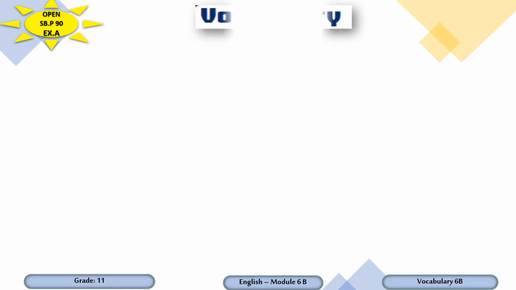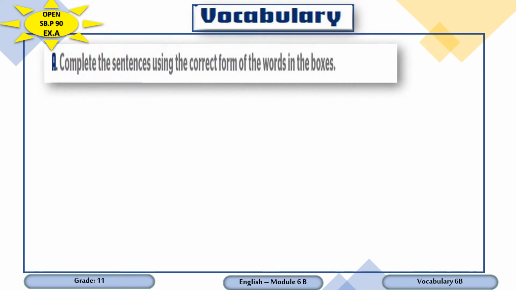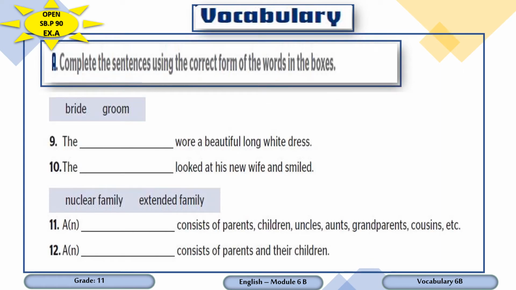Dear students, let's complete the rest of the sentences. Here we have 4 sentences from sentence number 9 till sentence number 12. And we have 4 words: bride, groom, nuclear family, and extended family. Please complete the sentences with the correct form of the words. Pause the video for some time, get your answers ready. After that, play the video again in order to check your answers. Okay, now it's time to check the answers.